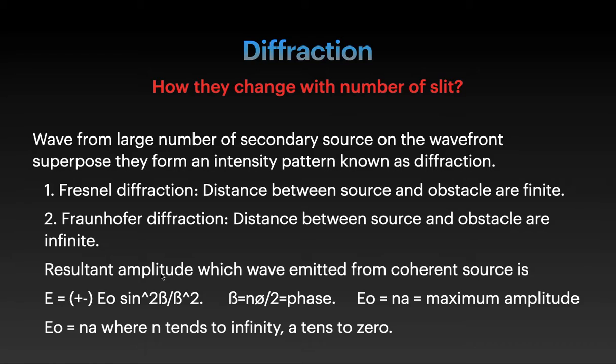Diffraction. Resultant amplitude of waves emitted from a coherent source is E equals plus or minus E naught sine beta by beta, where beta is n phi by 2, it is the phase. E naught is Na, the maximum amplitude, where n tends to infinity and a tends to 0.